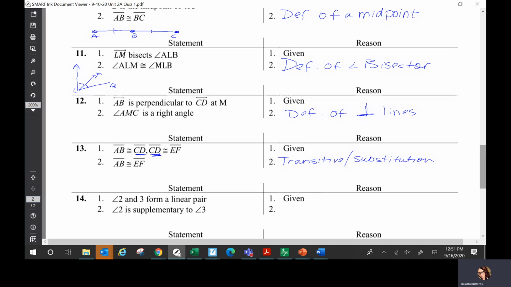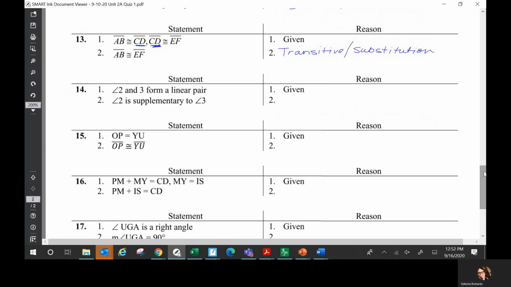Number 14. Angle 2 and angle 3 form a linear pair. Angle 2 is supplementary to angle 3. That was just linear pair postulate. Okay. Number 15, you're going from these segments are equal to these segments are congruent. That is just definition of what? Congruence.